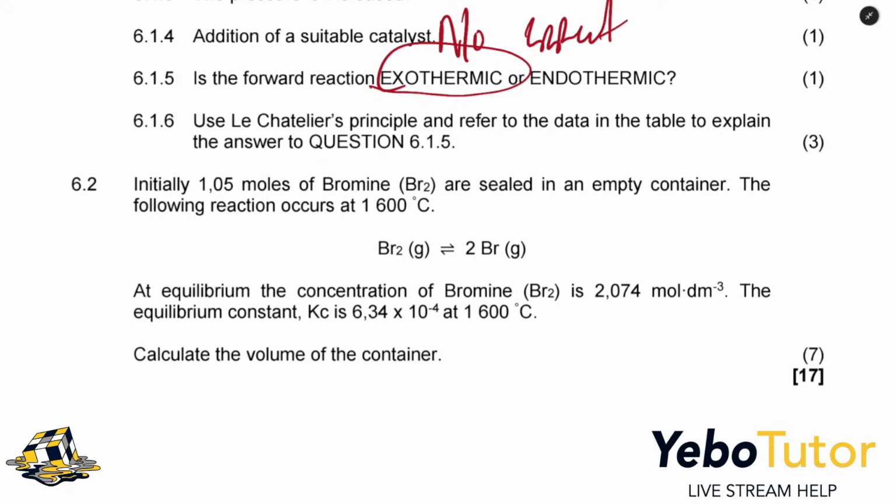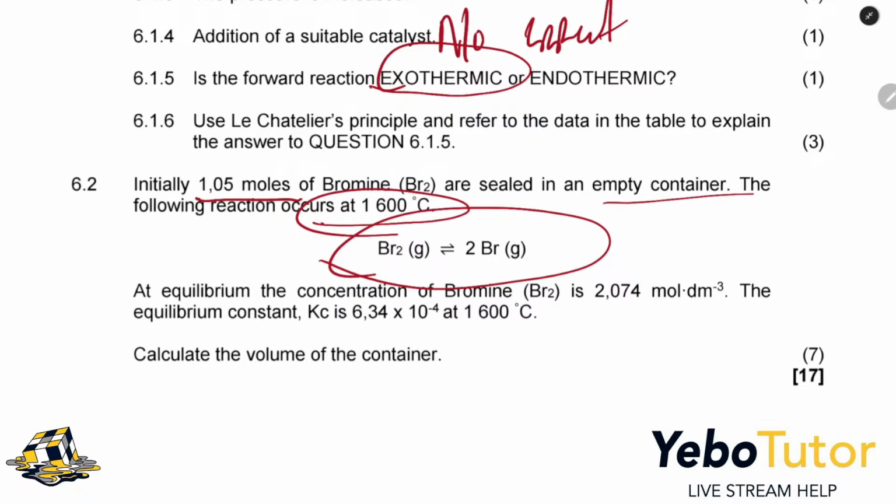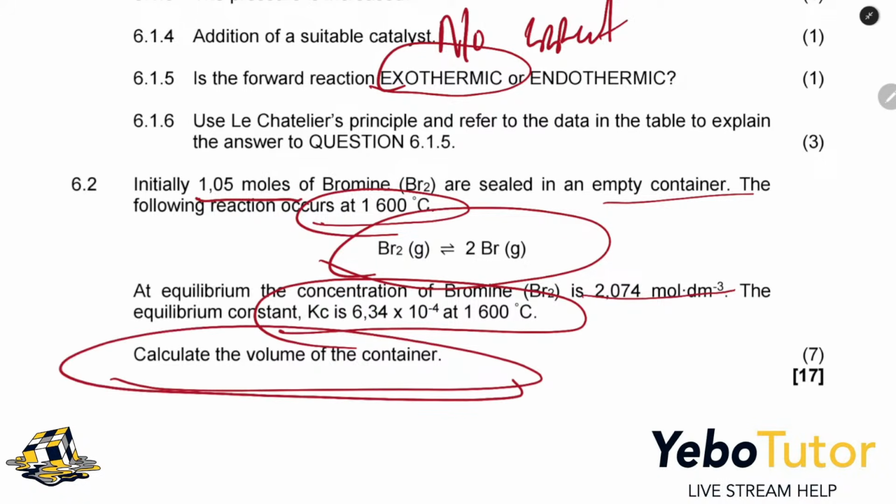Now, initially we have 1,05 moles of bromine sealed in an empty container. The following reaction occurs at 1,600 degrees Celsius. And of course, we are given our equation, which is here. At equilibrium, the concentration of bromine is given. Okay, that's good. The equilibrium constant Kc is also given. Calculate the volume of the container.